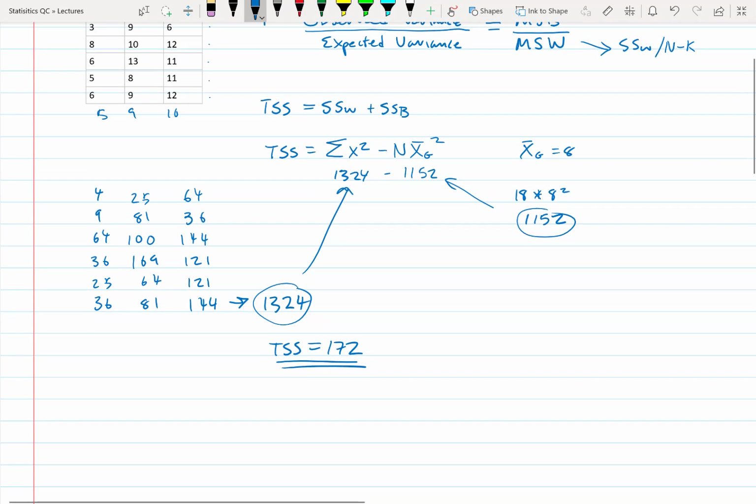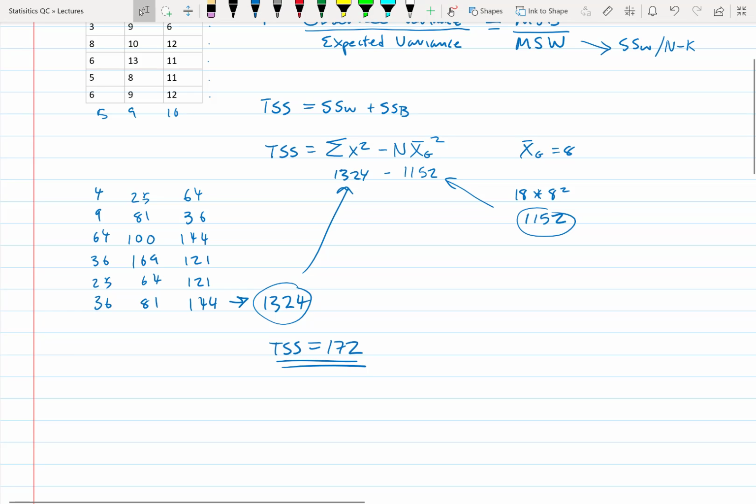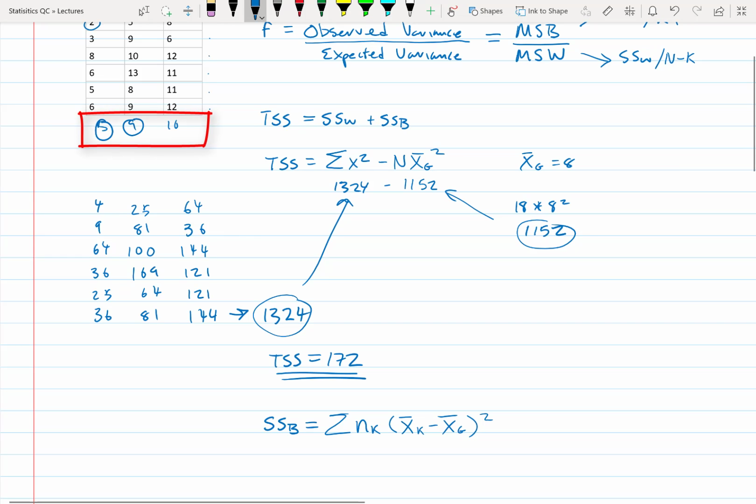And now let's move on to calculating the sum of squares between. The sum of squares between formula is written like this. It is the sum of the number of observations in each group multiplied by the mean for each group, which I'm going to call x bar k, minus the grand mean, squared. So what do we need for this? Well, we need to calculate these x bar k's. And we did that for the previous problem, so I've just transferred it over here. It's 5, 9, and 10.